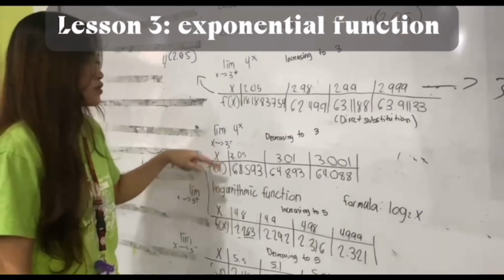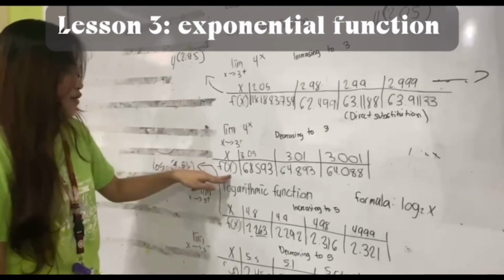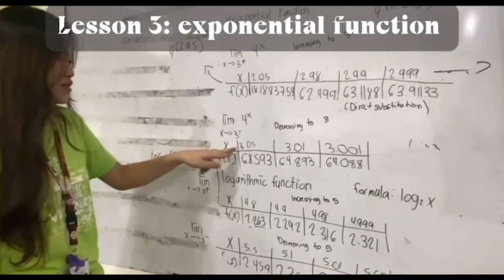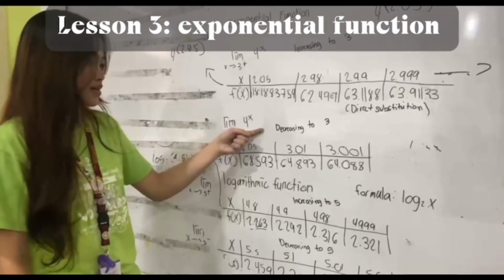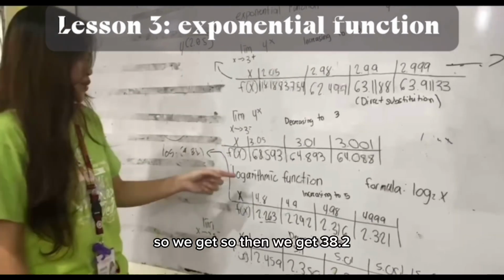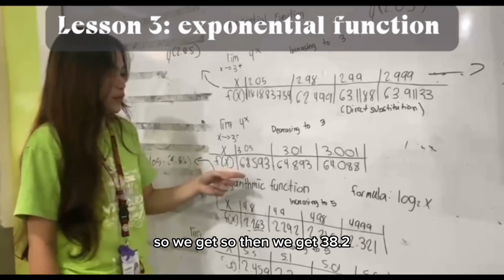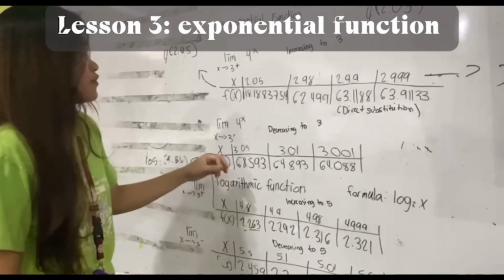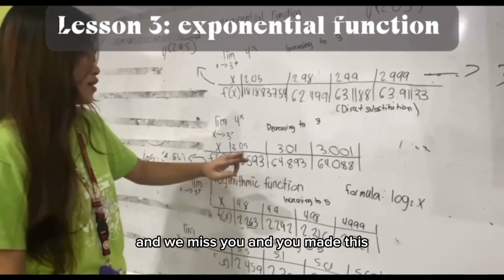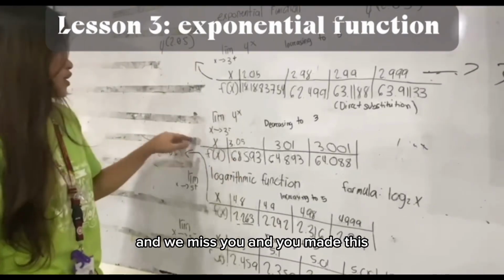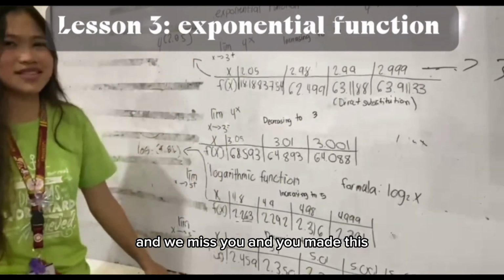Direct substitution into f of x, then we get 38.593, and we must use and give it this.